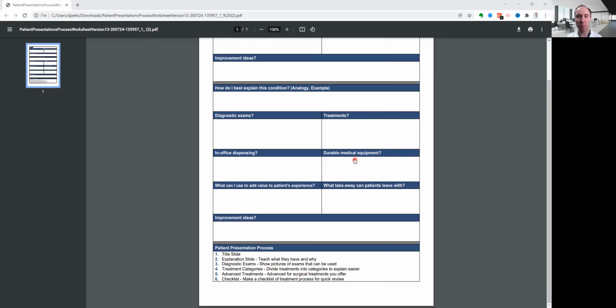And my recommendation is when you're making your slides, I would just very easily open up Google Slides, okay? And then put a title slide in there with a picture, explanation slide, diagnostic exams, treatment categories, advanced treatments, and then that checklist. And we'll get a little bit deeper as we go into how to use this checklist. But this is what I would use as an example, okay?